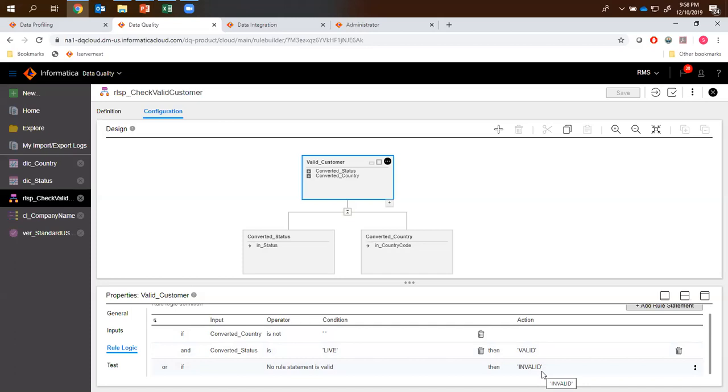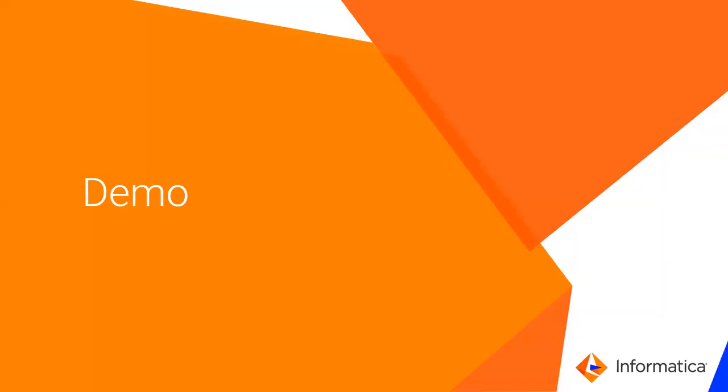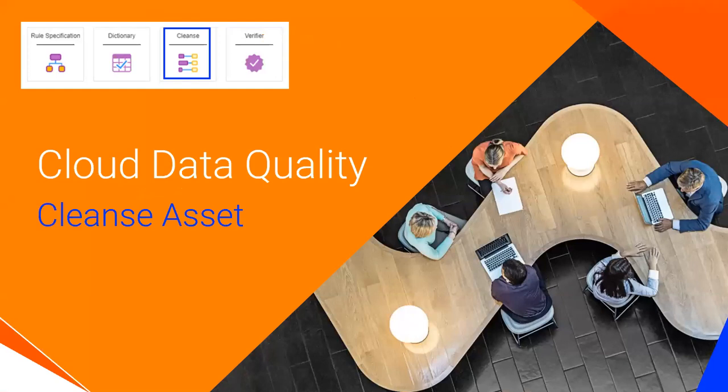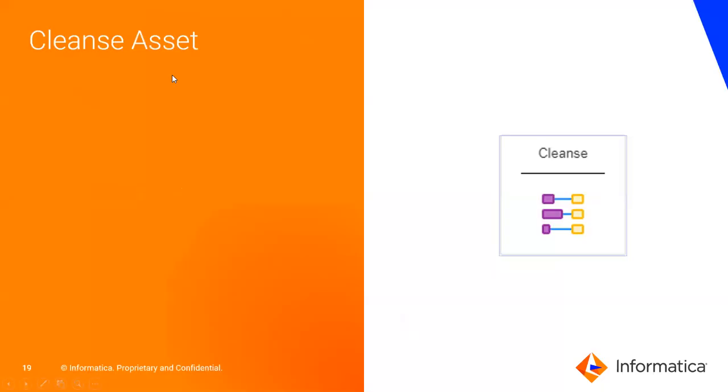So now you can see how we can achieve different business rules using this rule specification. And finally, we will also see how these rule specifications can be embedded in a mapping. Moving back to our slides, next we will see cleanse. We have already seen rule specification and dictionary. Next we will see the cleanse asset here.